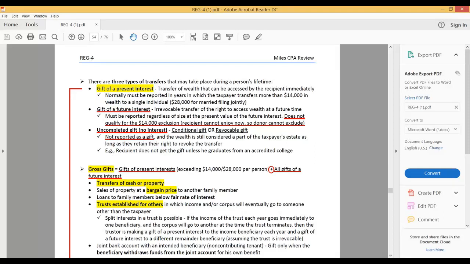So it's an irrevocable transfer that I have made, but that is something that they cannot enjoy at this point of time, only after 2 years. In such cases, it is still a taxable gift, but it won't get the $14,000 exclusion amount. Uncompleted gifts, gifts of no interest, or revocable gifts, basically you have not given any gift over here, and therefore it is not reported on the gift tax return.